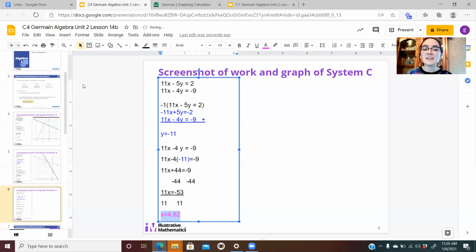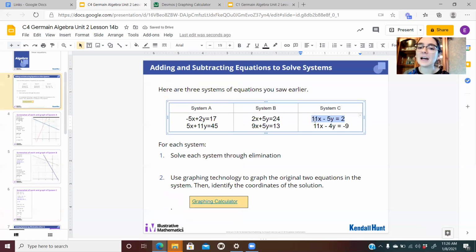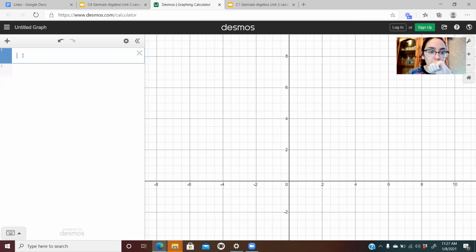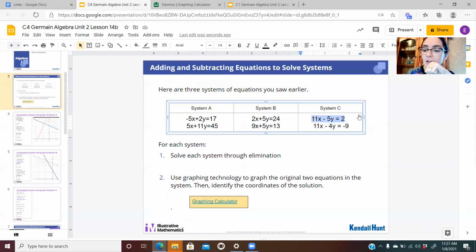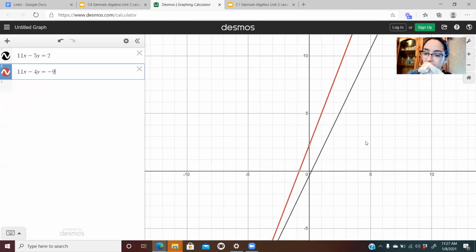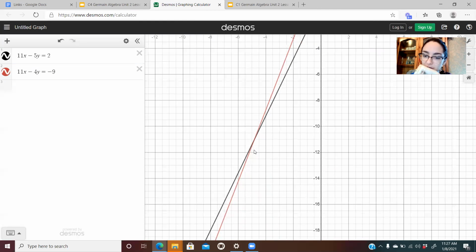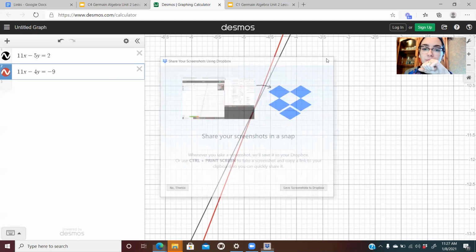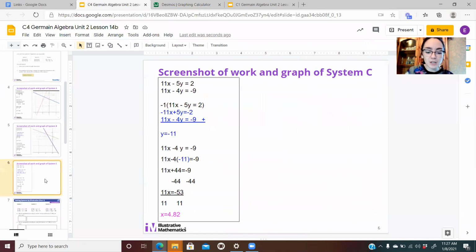I'm going to test this out by copying these into Desmos and creating a graph. I'm going to copy that equation and paste it in. Okay, I'm going to copy my second equation. Remember, you click this little 2, paste it in. You're going to have to zoom it out to find that intersection point. Zoom it in. There we go. Look at that. Print screen. Insert my picture of my graph in here.